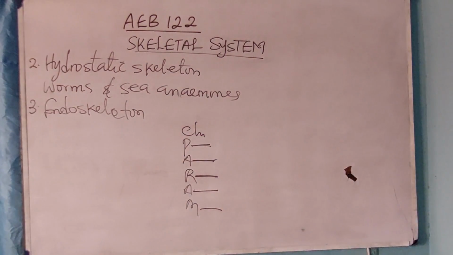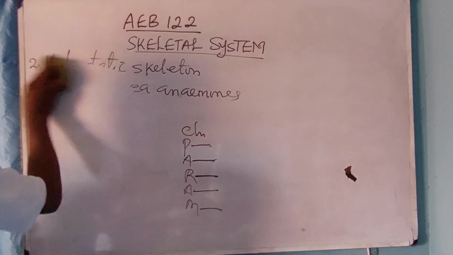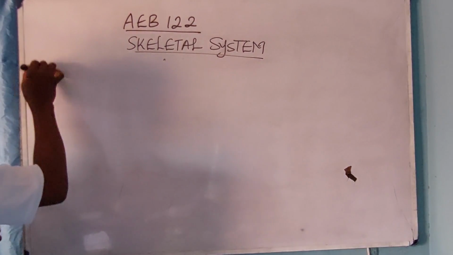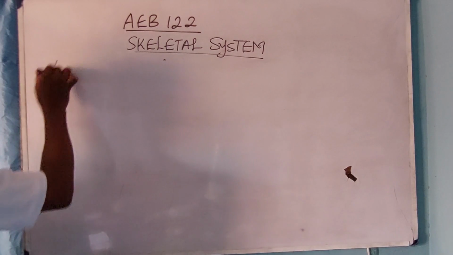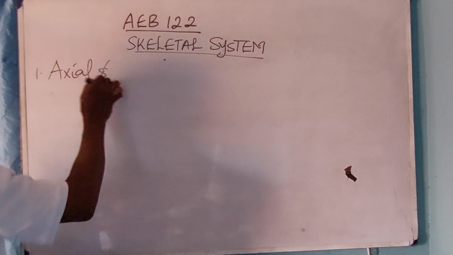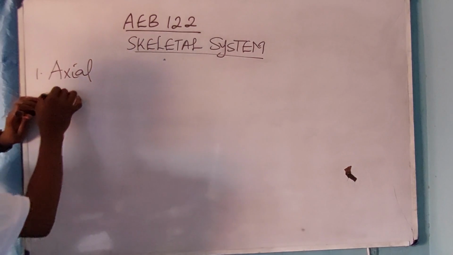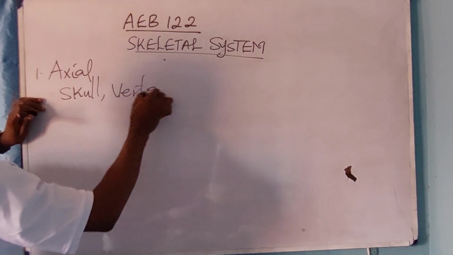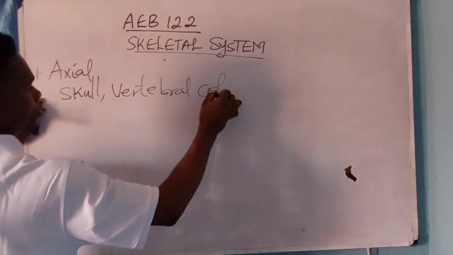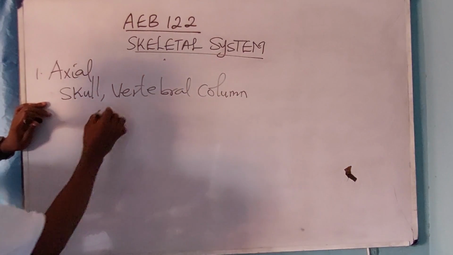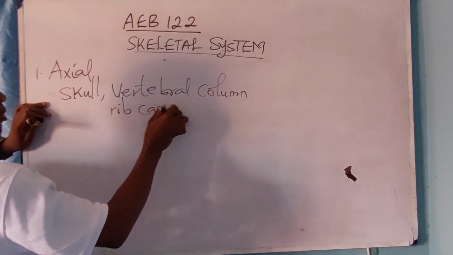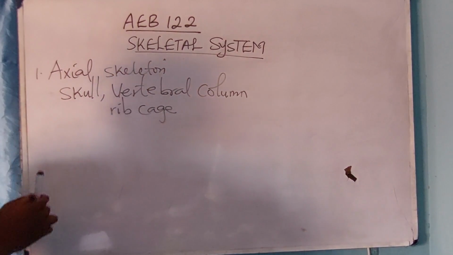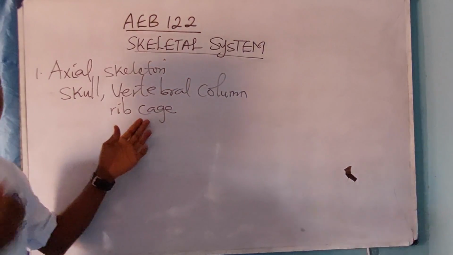Now we also have axial and appendicular skeleton. The axial skeleton is made up of the skull, vertebral column, and the rib cage. That is for that.